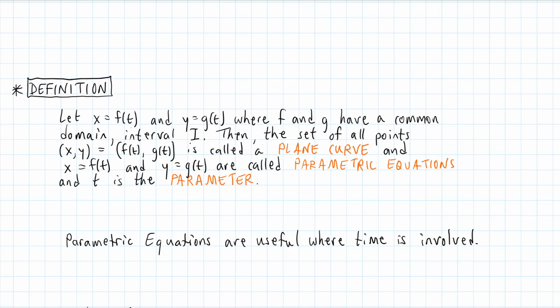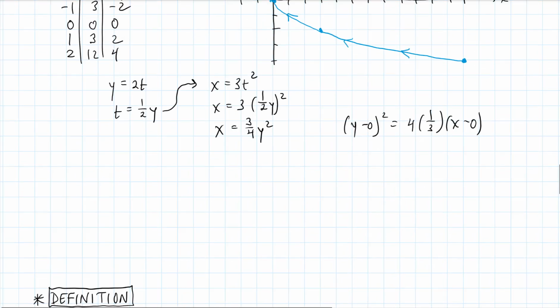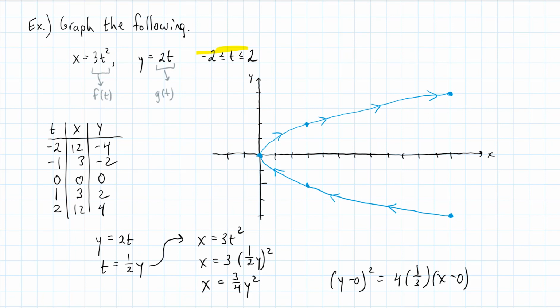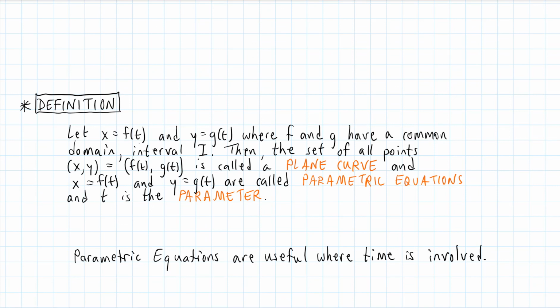So there's some part of the real number line that is in both the domain of F and G, and those are the t values that we'll be allowed to plug in. So for example, back up here, that's what this was. That is the interval for which I'm allowed to plug into both the x and the y's definition. Then the set of all points x, y that we get from that relationship is called a plane curve, plane coming from coordinate plane. And then the x and y equations themselves are called parametric equations. And t is the parameter.